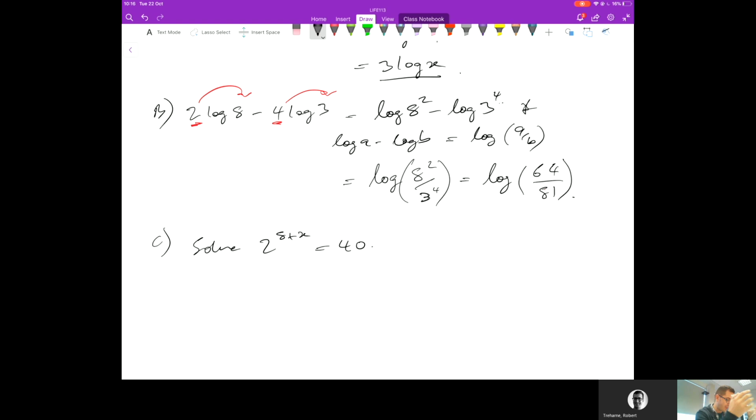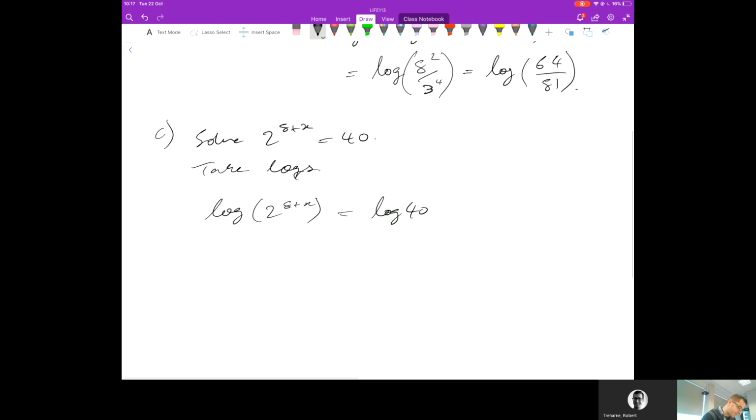And now it doesn't matter what log you use. You can use natural logs, which would be log to the base e. I'm going to use log to the base 10 because it's the easiest button to reach for on a calculator. You could do it in any base you want, as long as you do the same to both sides, okay? So I'm going to take logs on both sides. I'm going to do log 2^(8+x), and of course, you've got to do log 40 then as well, okay?